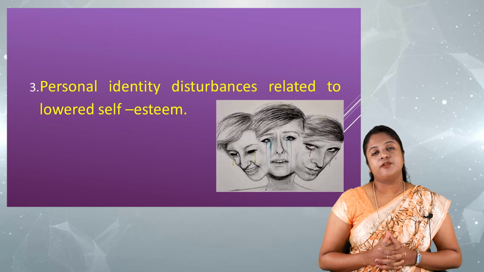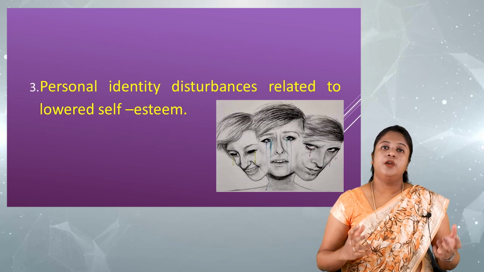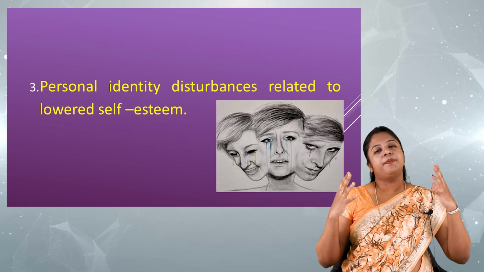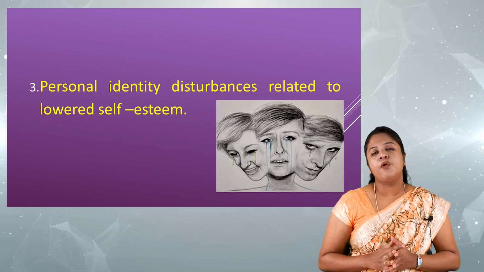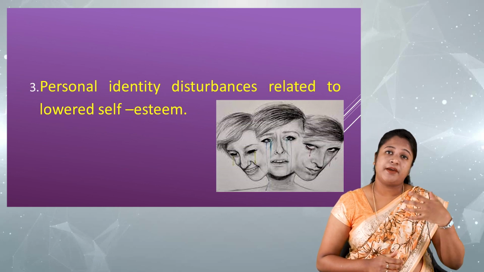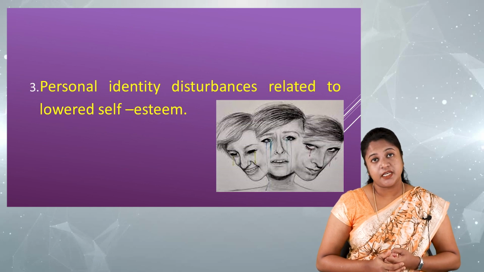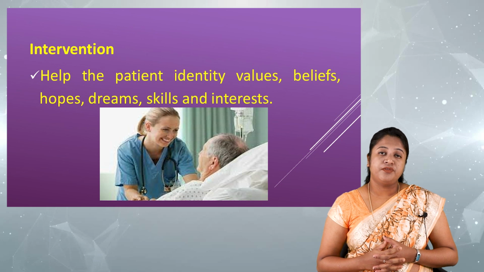The next nursing diagnosis is disturbed personal identity related to low self-esteem. So the personal identity of the person is disturbed because of the low self-esteem. You can see it in dissociative disorder. They would have different personality disorders. So what is the intervention for such a kind of problem?